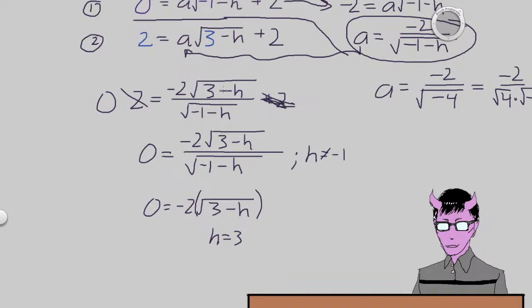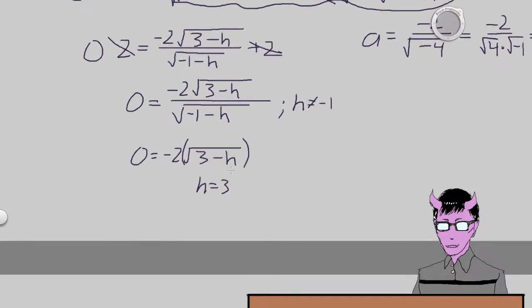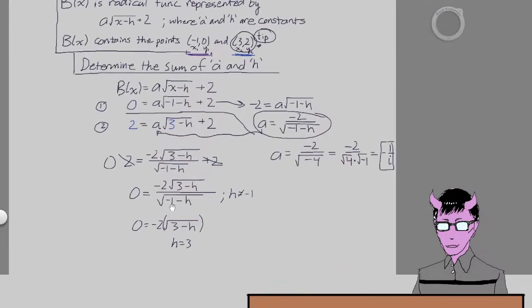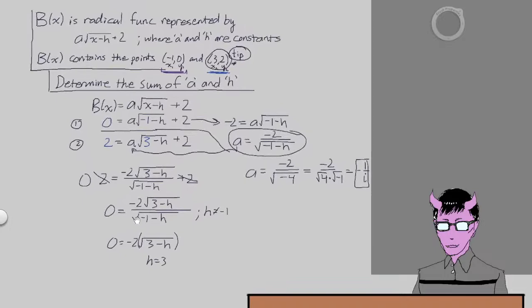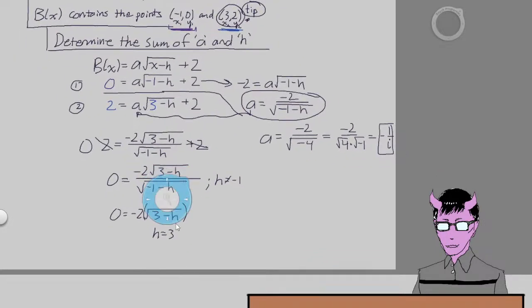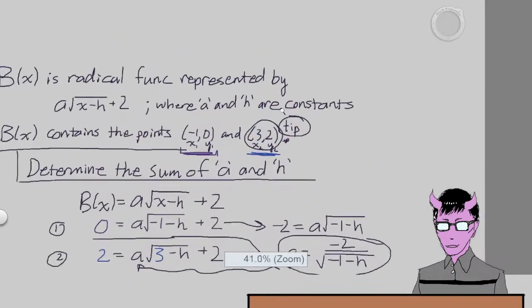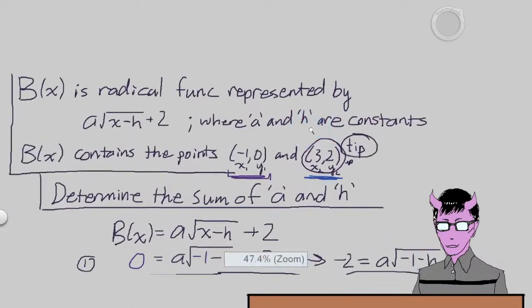And then we subtracted 2 from both sides. That's a valid move. And then we multiply this to the other side, assuming h is not negative 1. So that's also doable. And then we solve for h. H is equal to positive 3. Okay, interesting. We're going to set this aside for a moment, because I think this is going to be a gimmicky problem.